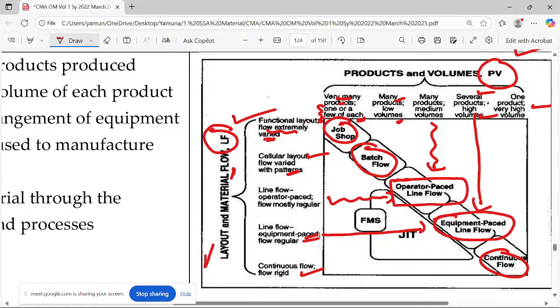Okay, continuous means very high volume, but only one product, like sugar or cement. Actually, the highlight here with the PVLF matrix is this JIT concept. Here, JIT is not helpful at all. But when you go for a flexible manufacturing system, with respect to one being operator based and equipment based, only JIT will be helpful. So for automobiles, it will be helpful. Okay, so you can just make a note of this.